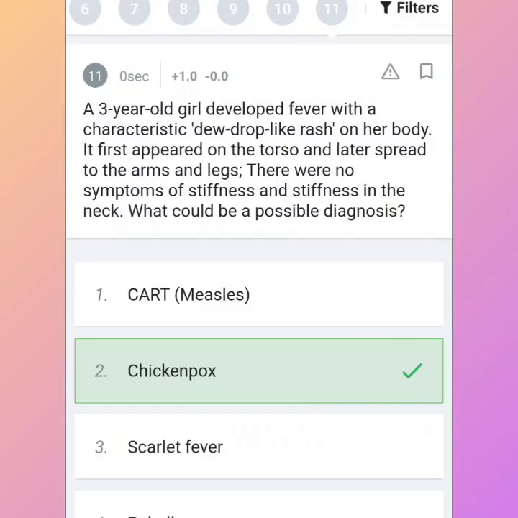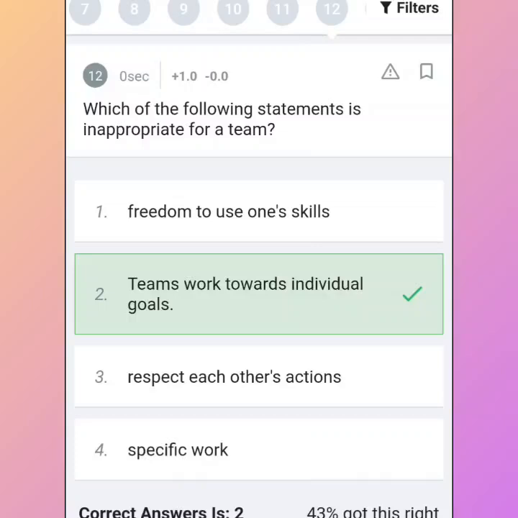Question number 11. A 3-year-old girl developed fever with a characteristic dewdrop-like rash on her body. It first appeared on the torso and later spread to the arm and leg. There were no symptoms of stiffness in the neck. What could be the possible diagnosis? Chickenpox.